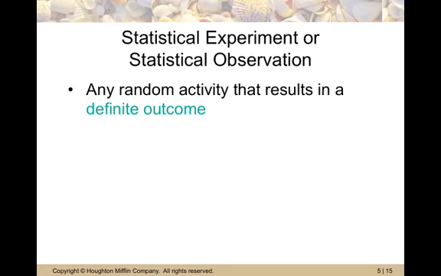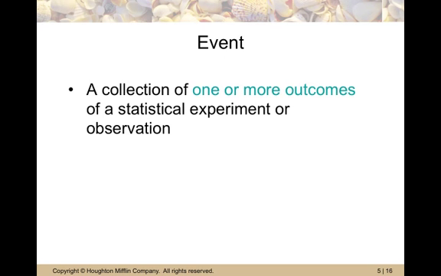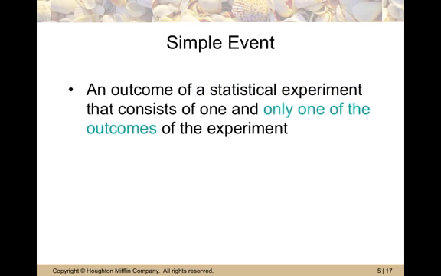All right. A statistical experiment or statistical observation is any random activity that results in a definite outcome. An event is a collection of one or more outcomes of a statistical experiment or observation. And a simple event is an outcome of a statistical experiment that consists of one and only one of the outcomes of the experiment.